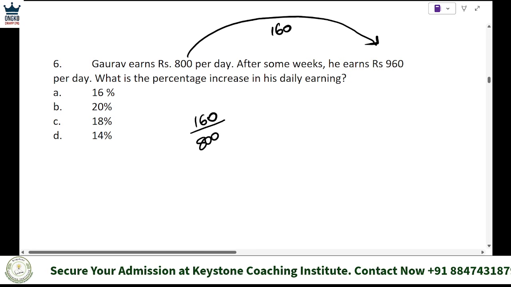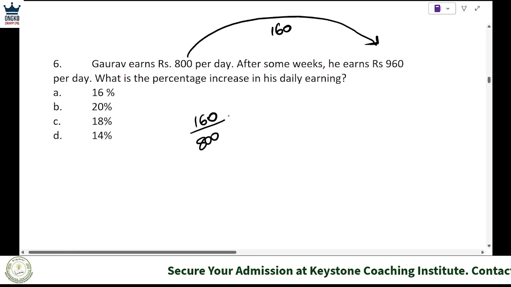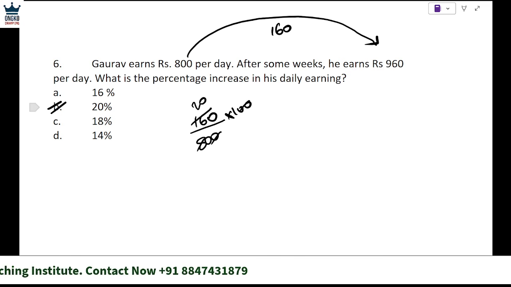They're asking us to find the percentage, so multiply by 100. 160 by 800: 8 1s are 8, 8 20s are 160. So it's 20%. That's the answer.